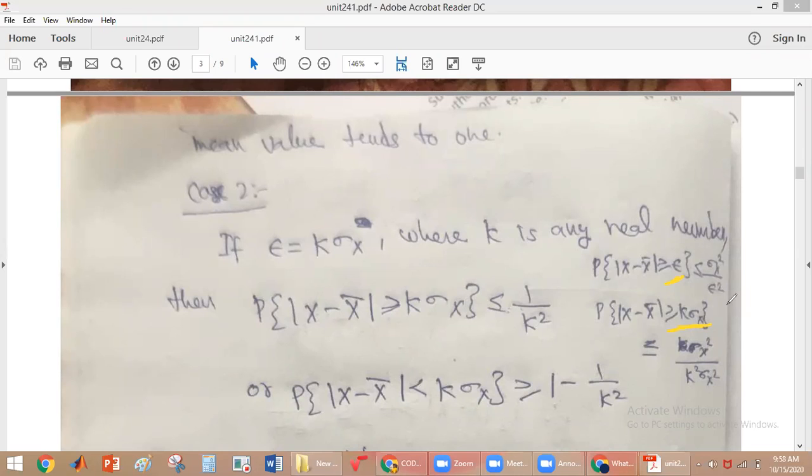So from this we can say that the probability of |x minus x bar| greater than or equal to k sigma x will always be less than or equal to 1 by k square. So the probability of |x minus x bar| less than k sigma x will be greater than or equal to 1 minus the value we have for greater than or equal to k sigma x, that is 1 by k square. That is why it is equal to 1 minus 1 by k square. So the probability of |x minus x bar| less than k sigma x is always greater than or equal to 1 minus 1 by k square.